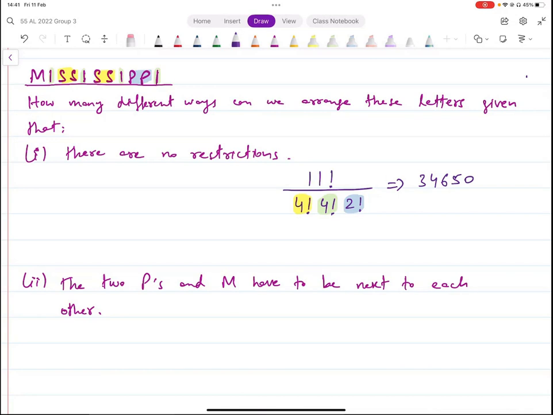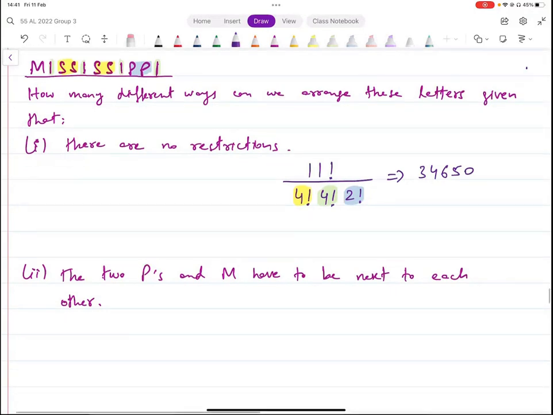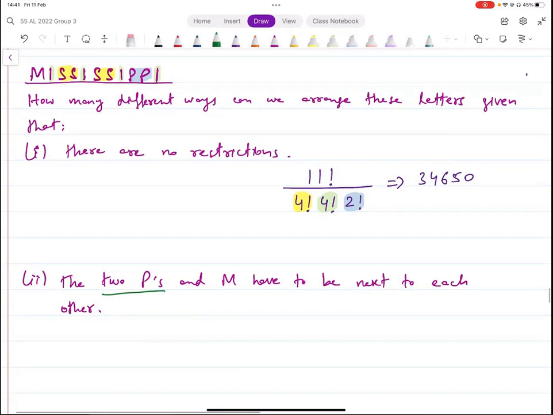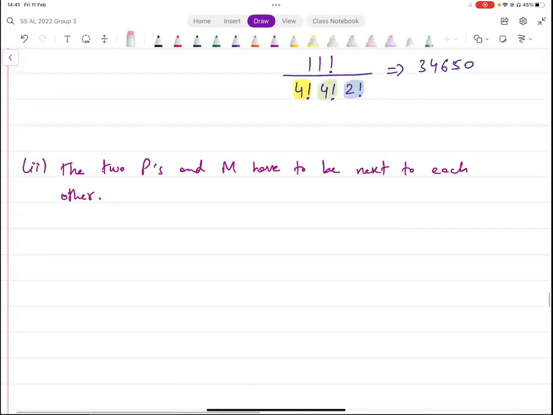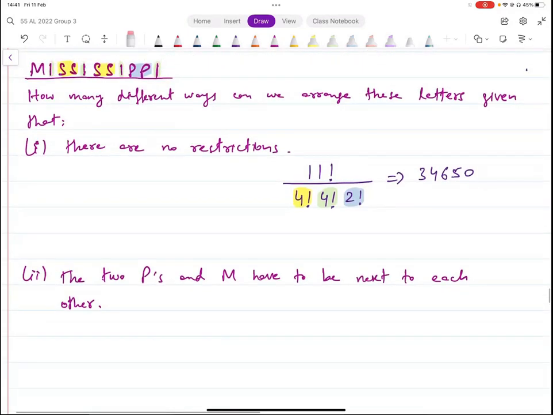Okay, so this is how we arrange these objects. But now we have some restrictions as well. So you see, you've got repetitions, you've got some objects that are identical, some letters that are identical to each other. But now we have another restriction, and that is the two P's and M have to be next to each other. Okay, so how do you think about this now?